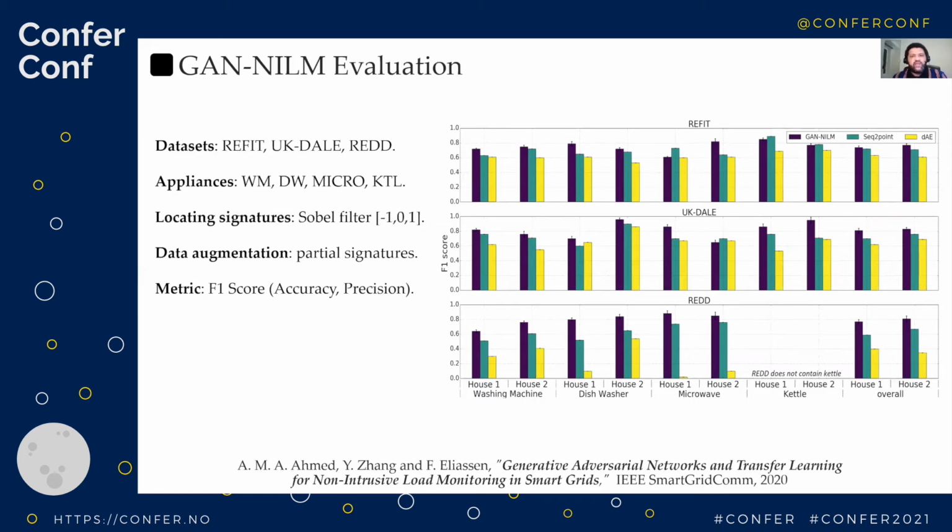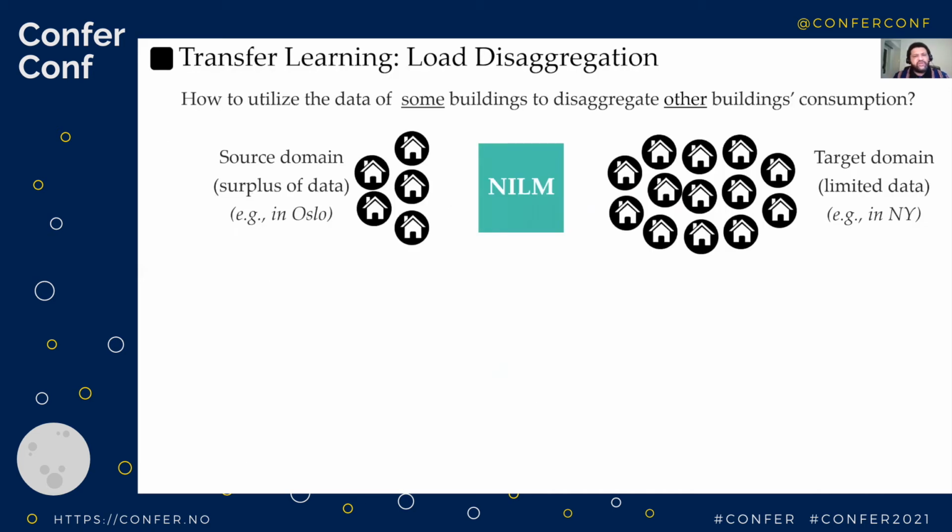Actually, when we evaluated GAN NILM on the same building, we outperformed other models based on convolution neural networks and autoencoders. But the interesting practical question we addressed further is the case where the NILM system provider has trained models on some buildings and wants to use them to disaggregate other buildings. This is practical because collecting appliance level training data is expensive and cannot be available for every building. Think about a company that trains models on buildings in Oslo and wants to deploy in New York City. And then our question is going to be to what extent Oslo models can be used in New York City.